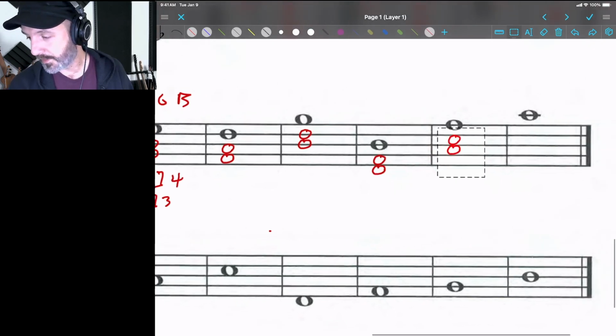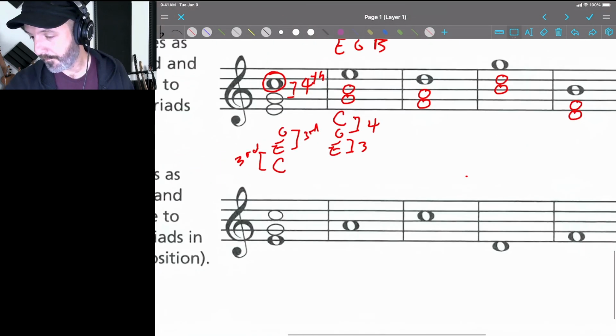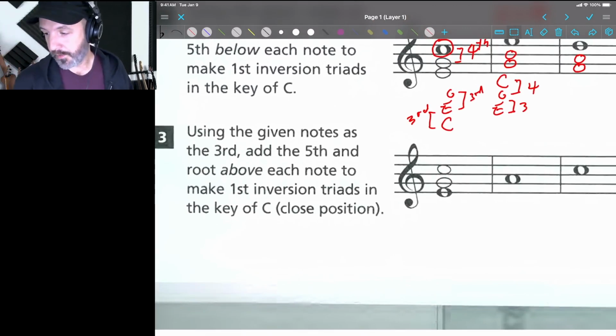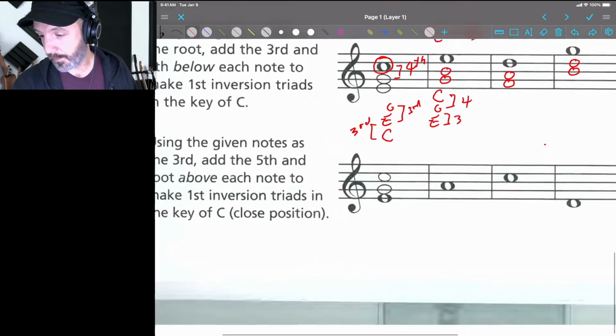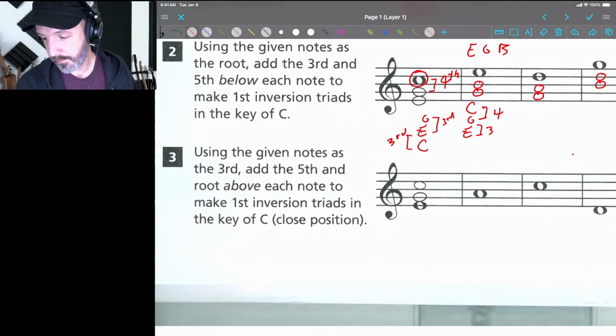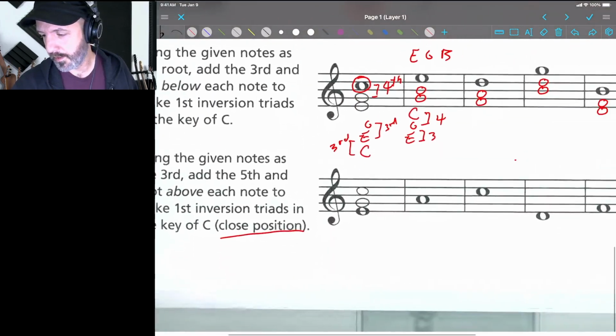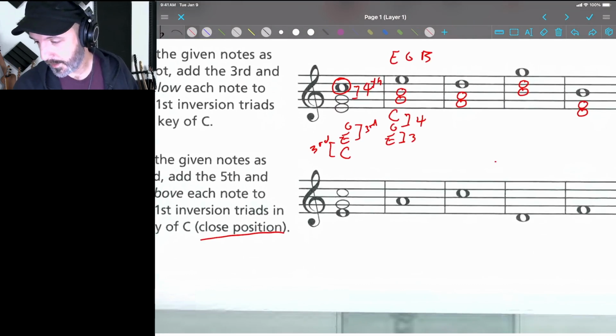I'm just doing this for sake of time so you can all see this. Using the given notes as the third, add the fifth. So they're just going to reverse it. If we know that the third is the bottom note, it's close position, meaning they're close together. So just as we figured out, when we know the first inversion, it's going to be a third and then a fourth.